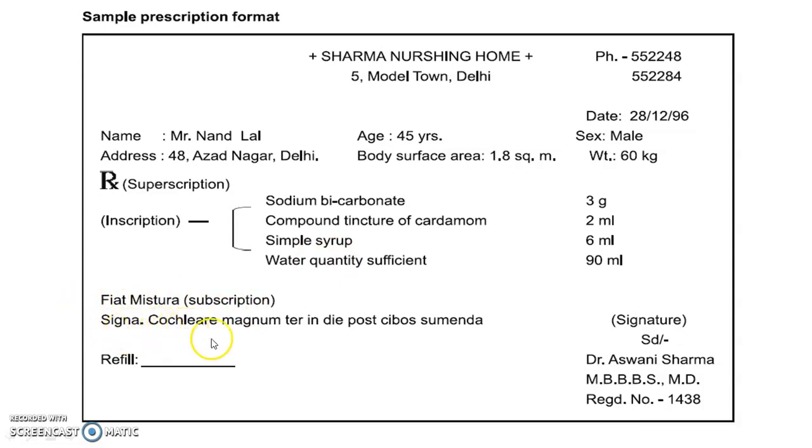Signa means cochlear magnum ter in die post cibum sumenda. Then next, refill instructions for the patients if any, and after that directions for the patient and the directions for the pharmacist for dispensing. After that the signature, then name of the doctor, his degree, his registration number with signature, which should be the authorized prescription.